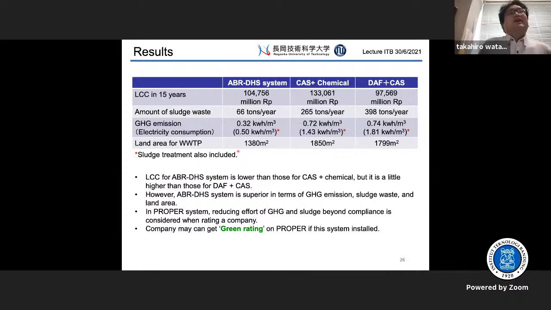Here we are also calculating LCC over 15 years and greenhouse gas emissions. Also, in the Shimahiriba Basin, land is very expensive, so how can we reduce the treatment plant area? We calculated that LCC for the ABRDH system is lower than CAS plus chemicals, but a little higher than the DAF and CAS system. However, the ABRDH system is superior in terms of greenhouse gas emissions, sludge waste and land area. In the proper system, efforts to reduce GHGs and sludge beyond compliance are considered when rating the company. So a company may get a green rating if this system is installed.